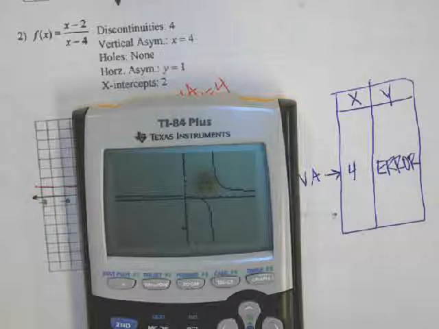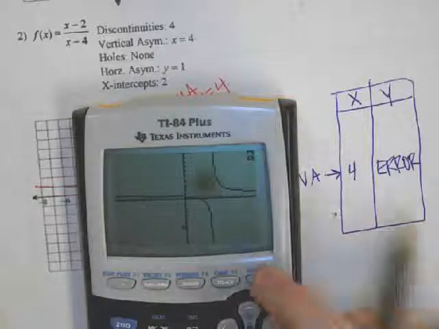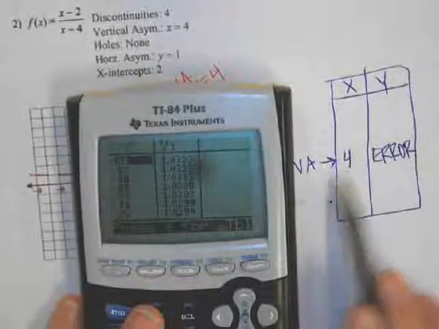Not all of them in here do it, so I'm just showing them this way. All right, everybody got this? Okay, so let's go to the table. Second table, go find your vertical asymptote at 4.